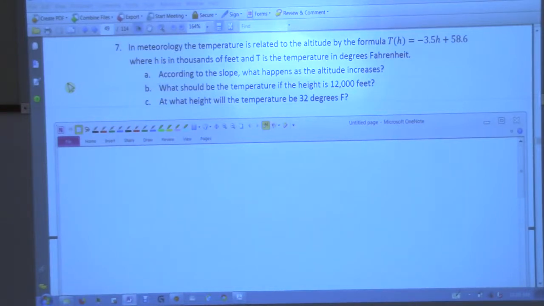You got it? Okay, so A is asking, according to the slope, what happens as the altitude increases? Well, H is in thousands, that has to be clarified first. H is in thousands. So H represents your what? Feet. Feet, so that's your height, right? Okay, so it's asking what happens as the altitude increases.